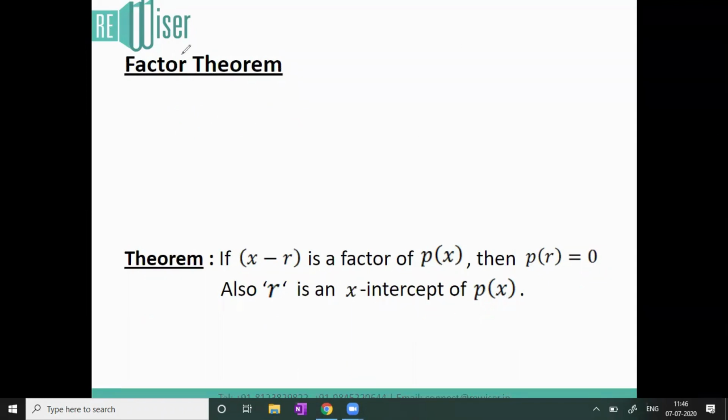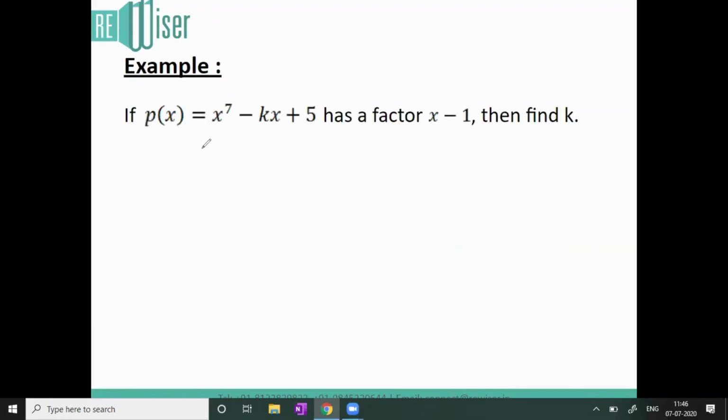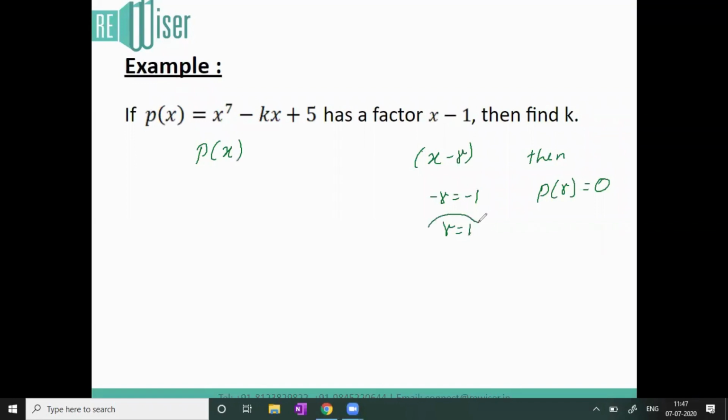Now let's talk about an example of how I apply the factor theorem. As we know, whenever a polynomial has a factor of x minus r, then your p of r, which is the remainder, will be equal to 0, because whenever it's a factor, there is no remainder. In this case, in place of minus r, I have minus 1, so r is equal to positive 1, which means p of 1 should be equal to 0.